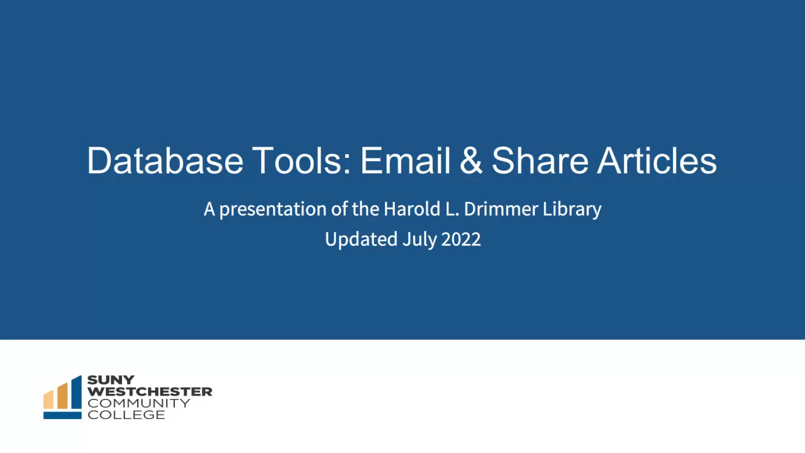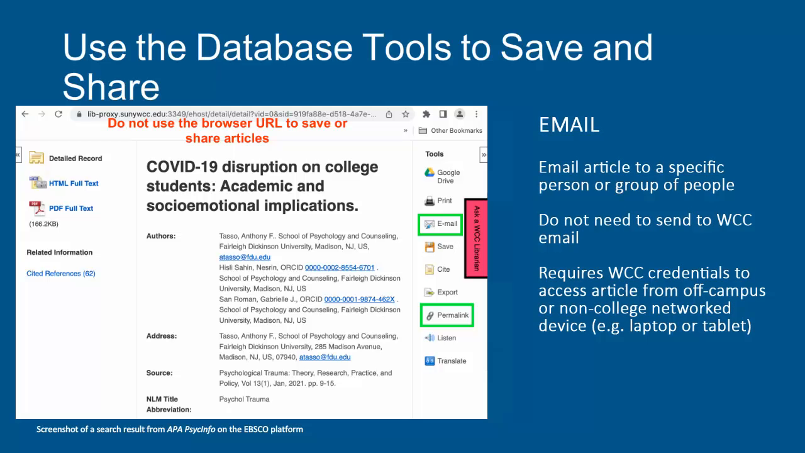Today we will demonstrate how to use the email and permalink functions in our most popular database platforms to save and share articles and other resources. When using the library databases, we recommend that you email yourself your results. This way, you won't need to search for your articles again or write down citations, and you can take a closer look at your choices before deciding whether or not to print them. You can usually email multiple people and share with classmates or your professor.